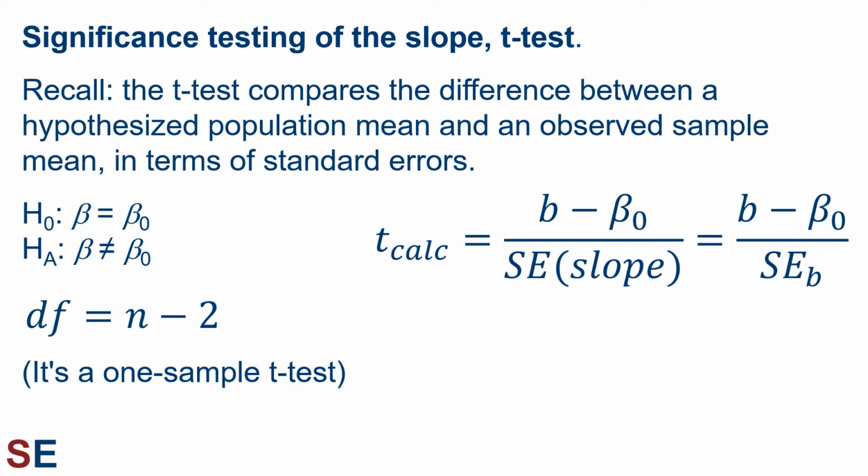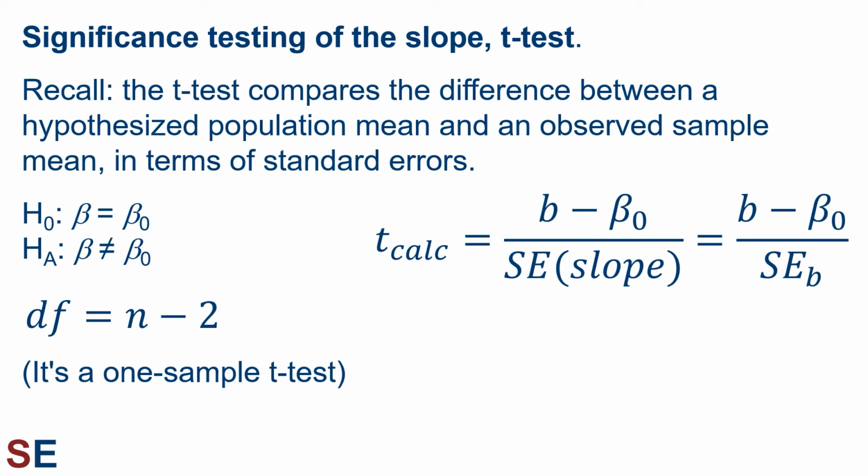The one-sample t-test works by comparing the difference between a hypothesized population value and the observed sample mean in terms of standard errors. When the difference between these two means is large in terms of the standard error of the mean, then we can conclude that the population mean differs from the hypothesized one. When that difference is not large, then we lack the evidence to conclude that a population mean differs from the hypothesized value. The significance test of the slope works the same way.